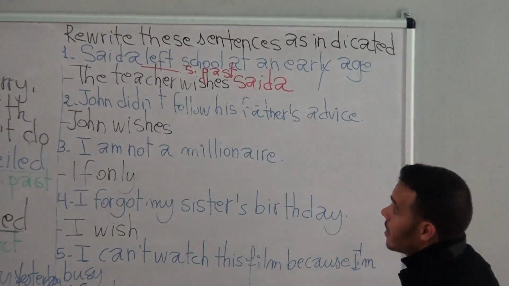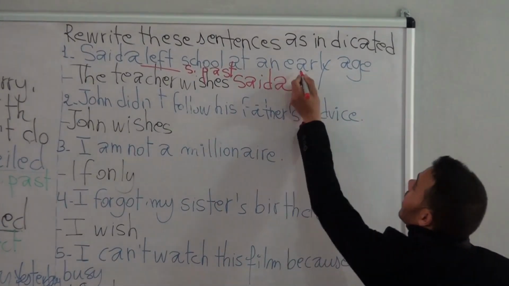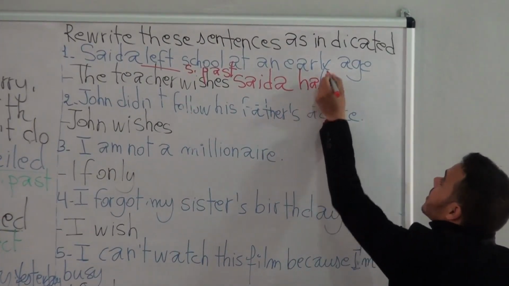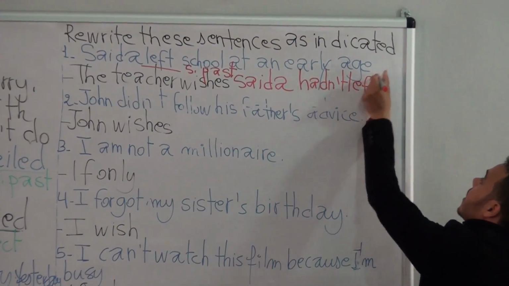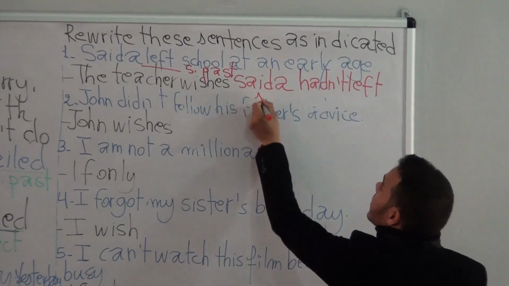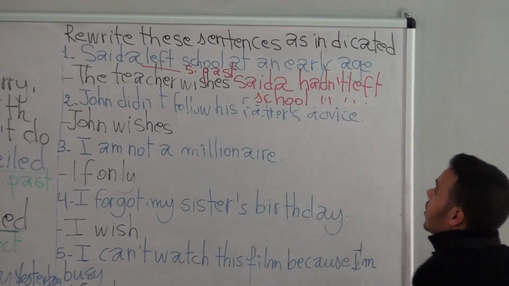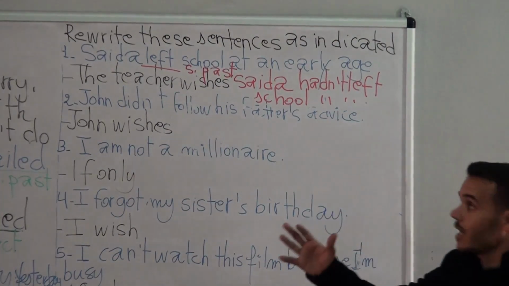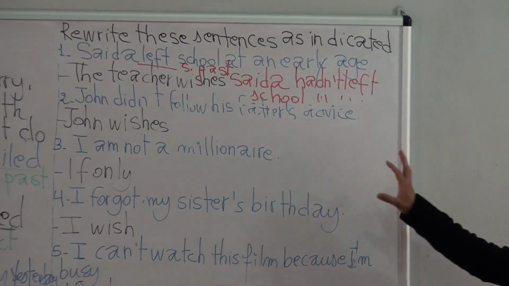This is the subject, plus the verb in the past perfect, which is hadn't left school at an early age. Actually, Saida left school at an early age. She dropped out of school at an early age.